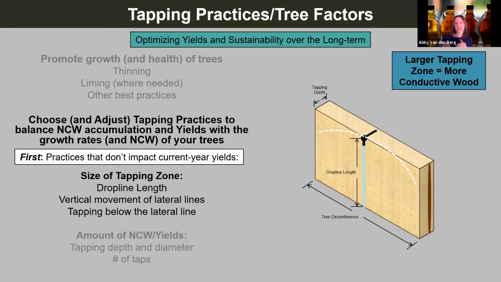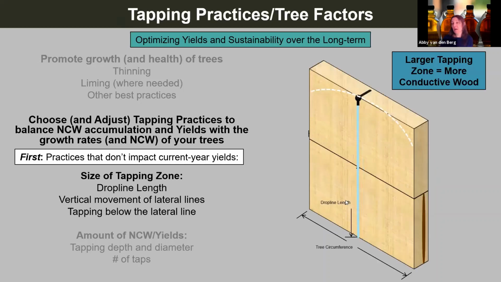So if you need to adjust tapping practices to be a little bit more sustainable and to not hit non-conductive wood too much, the first thing that we can do is adjust the size of the tapping zone. We already know that a larger tapping zone is going to equal more non-conductive wood. So simply by increasing the drop line length, we can have a substantially larger volume of conductive wood to work with, without having impacted any of our current year yields.